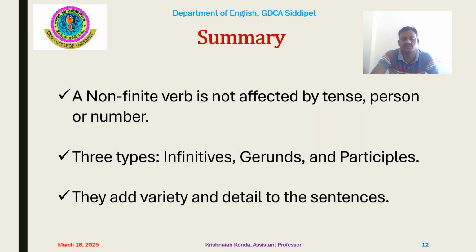To summarize, a non-finite verb is not affected by tense, person, or number. There are three types of non-finite verbs: infinitives, gerunds, and participles. Non-finite verbs add variety and detail to sentences.